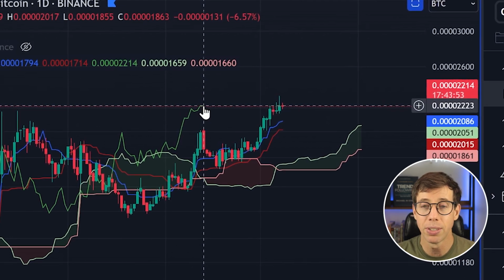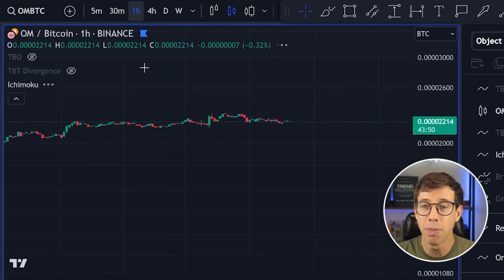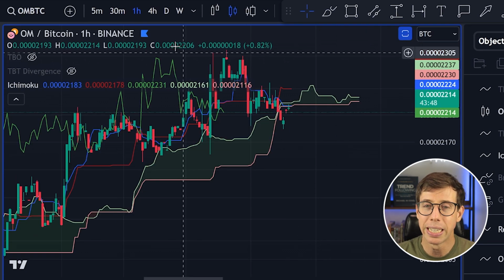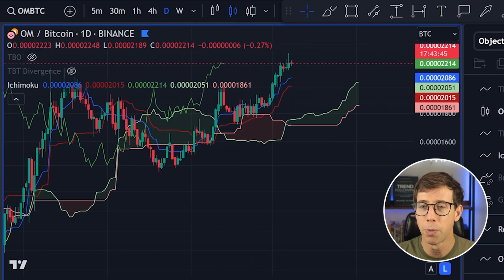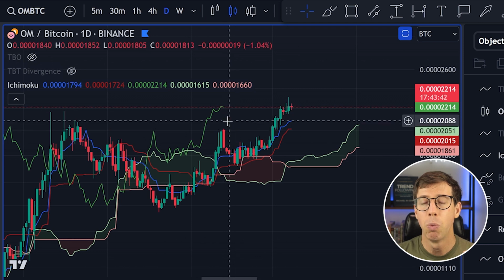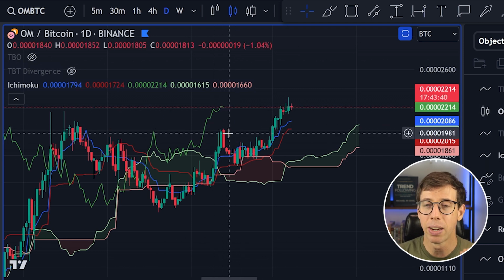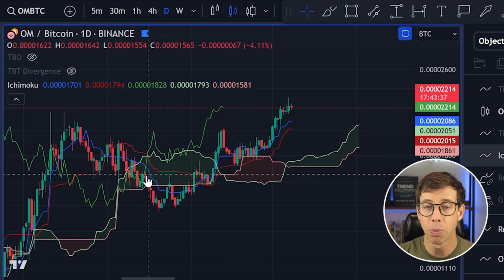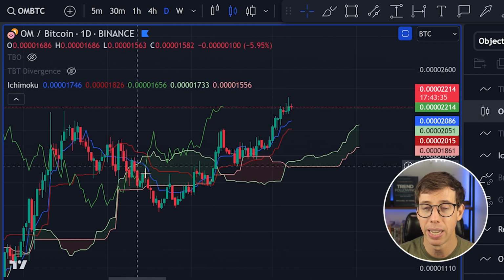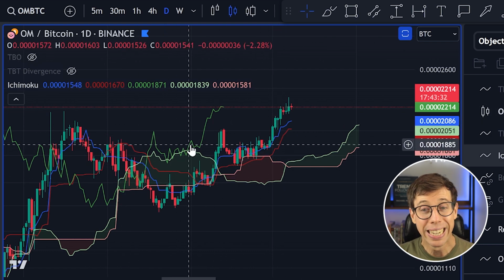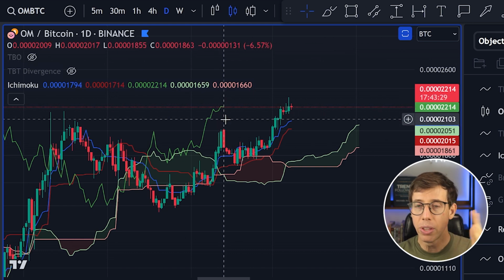So this is 25 days ago. Now, if I change it to the hourly time frame, it's 25 hours ago. You get the idea. It's all dependent on the time frame. So the reason why this is so interesting is that when we have this lagging span back here and it moves above the price right here and above this cloud, these two lines right here, and we see it go way up like that, we know that the trend is strong.